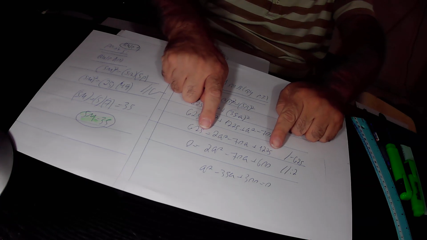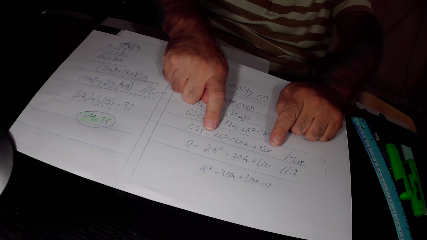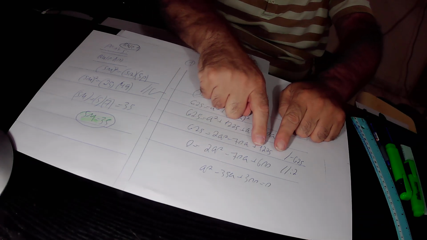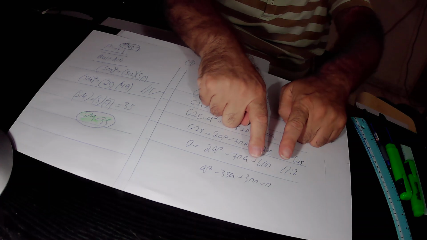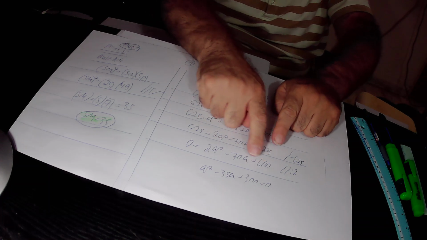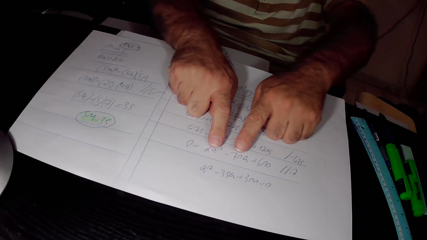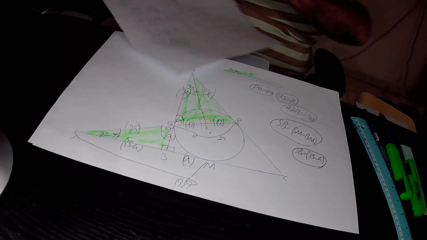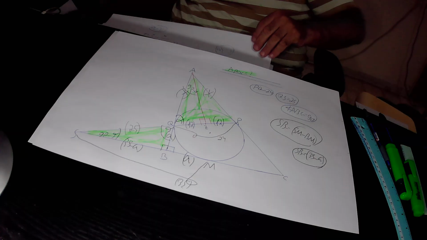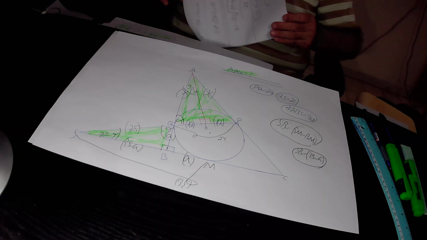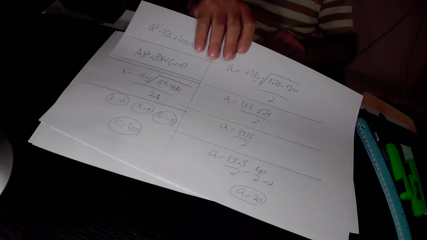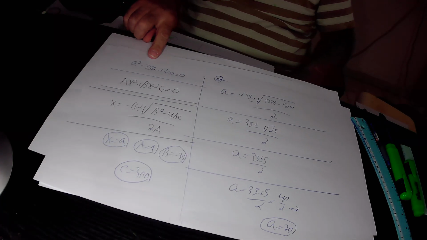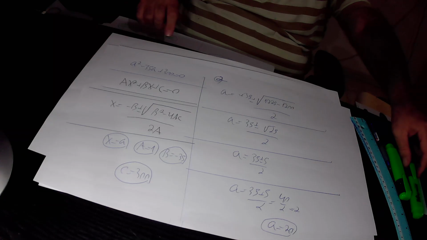Here we divide this equation by 2 and we find that 2a squared over 2 is a squared, minus 78 over 2 is minus 45a, and 600 over 2 is 300, equals 0 over 2 which is 0. So in total we find that a squared minus 35a plus 300 equals 0.